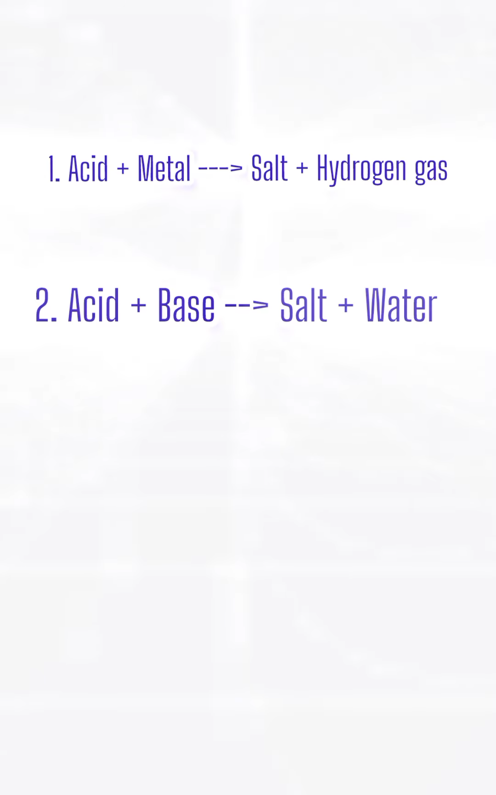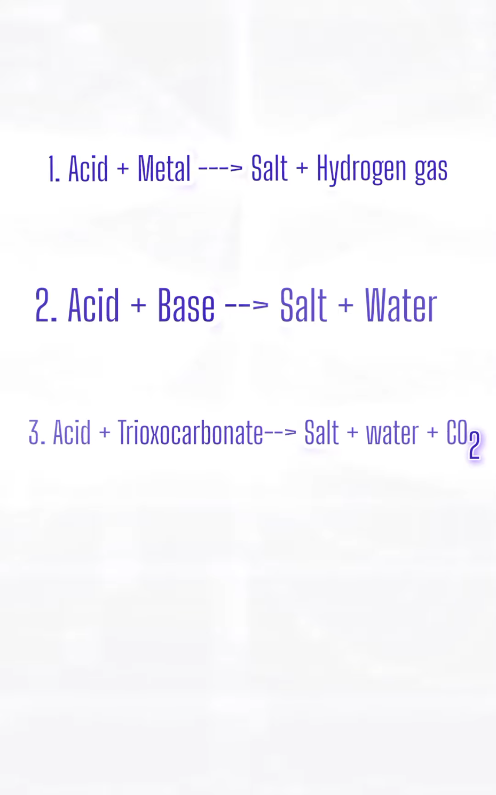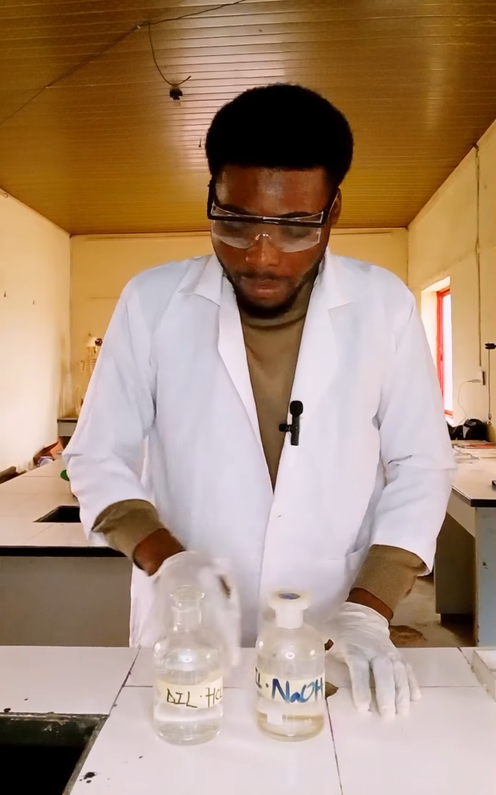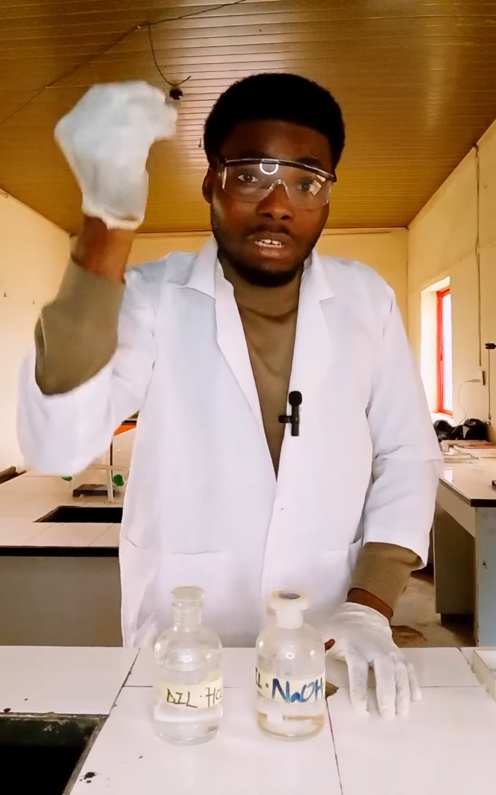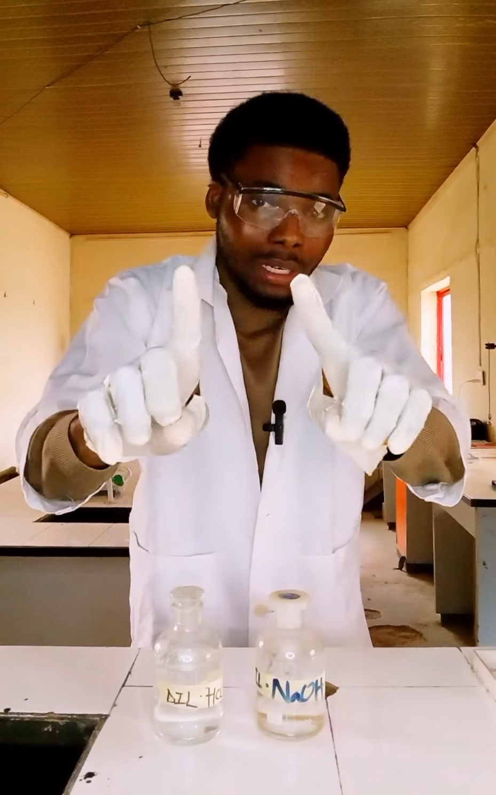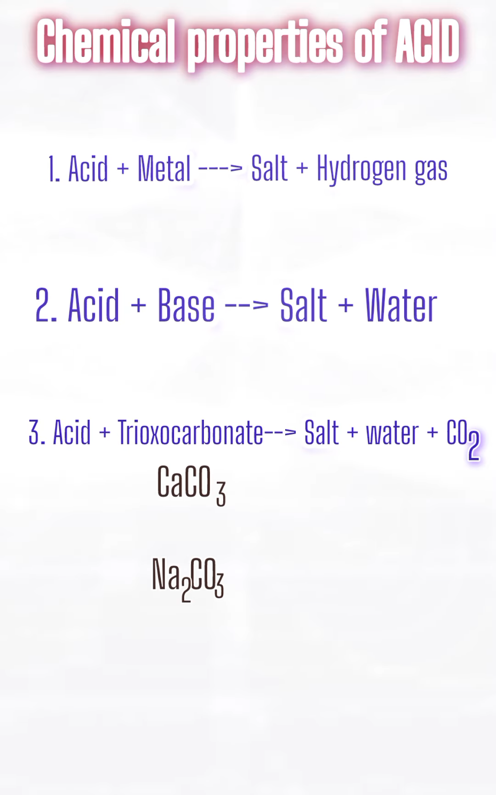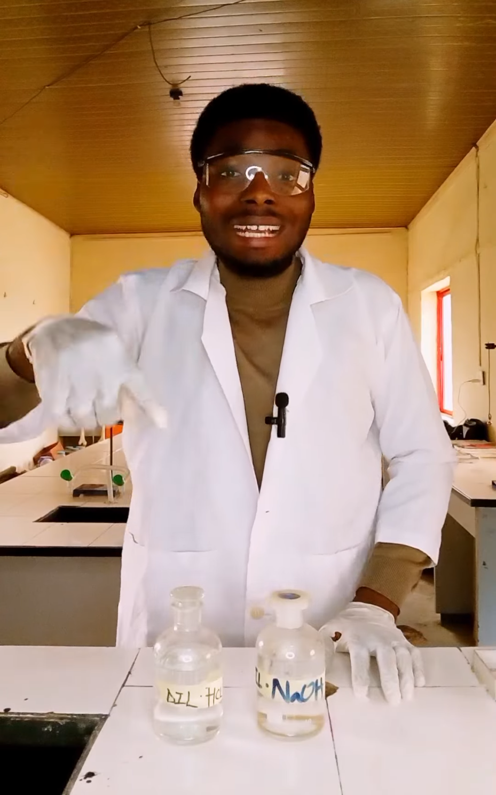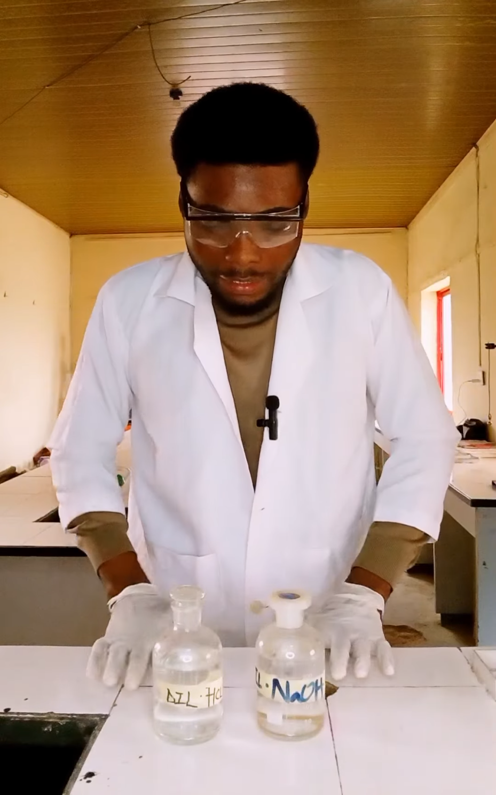Number three, when acid reacts with a trioxocarbonate, salt, water, and CO2 gas is liberated. Meaning that whenever you take a sample of any of this, and the gas that is released is CO2, it is the sign that it is an acid. Now, I said trioxocarbonate. It can be calcium trioxocarbonate. It can be sodium trioxocarbonate. So far you see that ending, CO3, it is trioxocarbonate. Just take a sample, react it with any of it. If CO2 gas is liberated, then it is your acid.